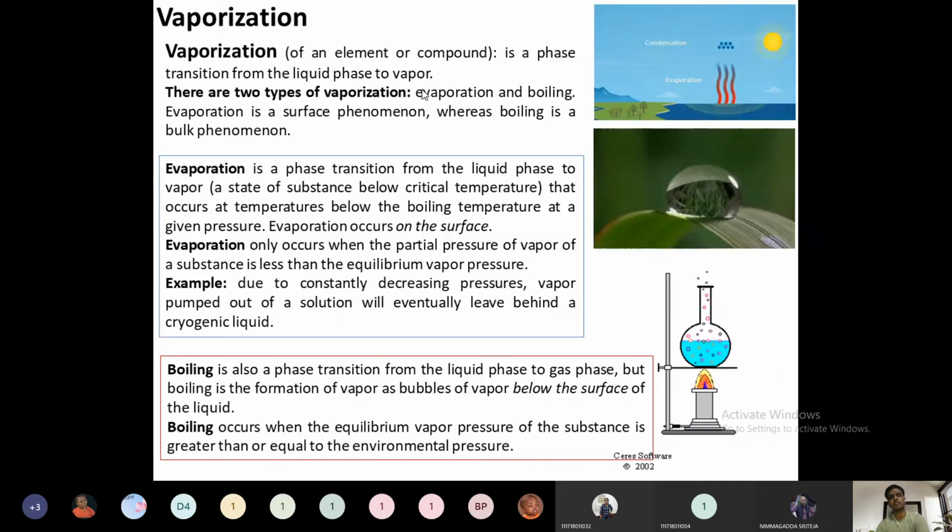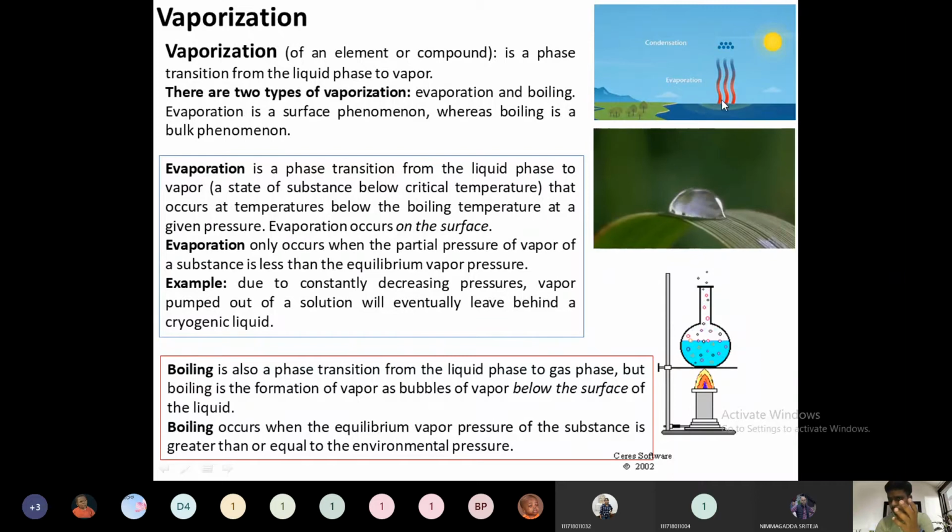So what is vaporization? Vaporization of any element or component is nothing but a phase transition from the liquid phase to the vapor. That is called vaporization. There are two types of vaporization. As you can notice here, the water from the pond is vaporizing, and in particular we can call it evaporation.